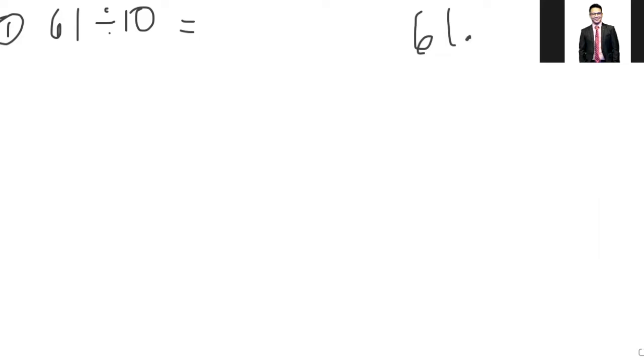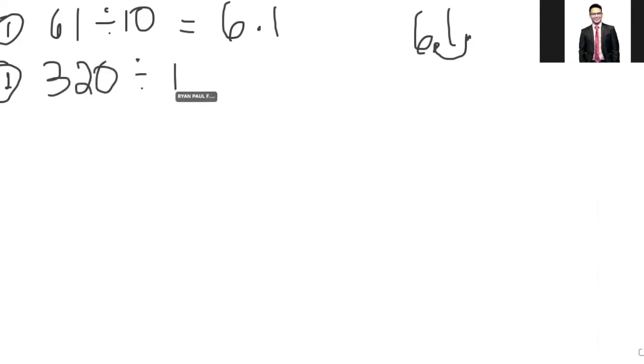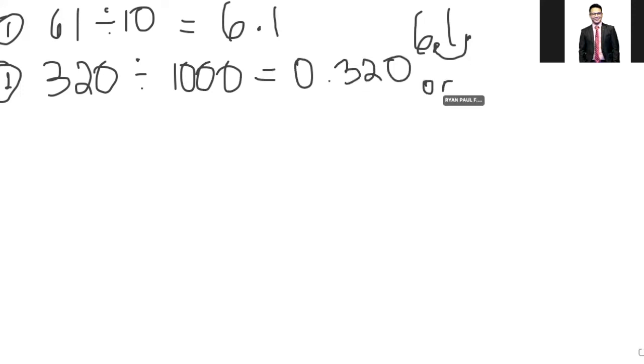So by moving it 1 unit to the left, our answer will be 6.1 or 6 and 1/10. Example number 2, if we have 320 divided by 1000. So this time, we will be moving the decimal point 3 units to the left. So that will give us 0.320, or we can simplify this as 0.32.